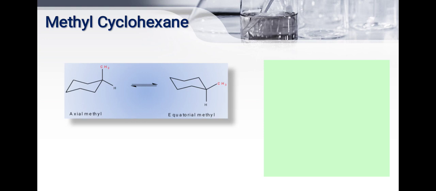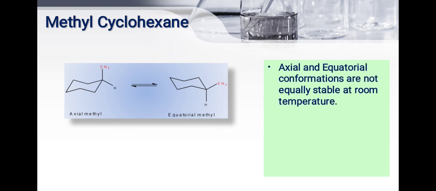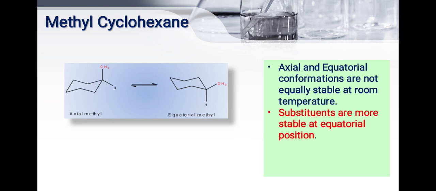See the conformation of methyl cyclohexane ring. One methyl group is present on the axial position, and when the ring gets flipped, that methyl goes to the equatorial position. Axial and equatorial conformations are not equally stable at room temperature, so the substituents are more stable at the equatorial position. When the methyl group is present on axial and equatorial positions, the equatorial position of the methyl group is more stable than the axial position. That means always remember equatorial position is more stable.